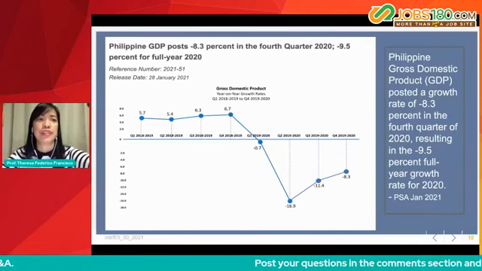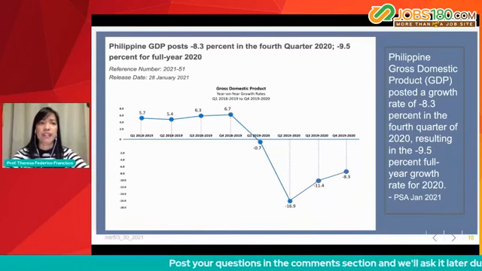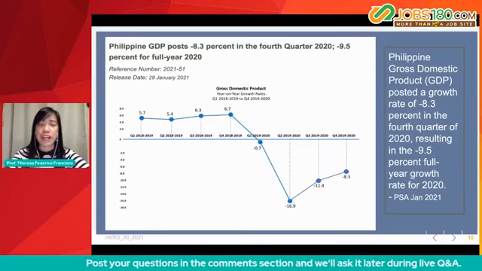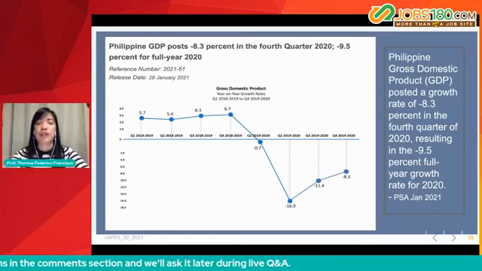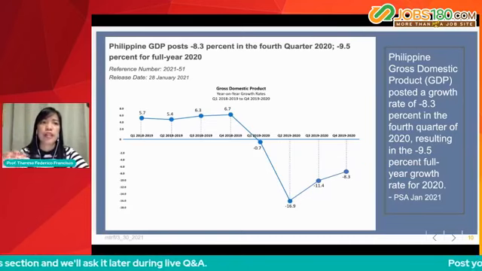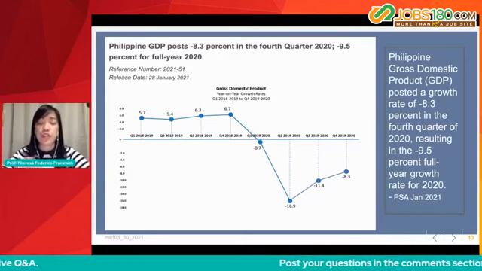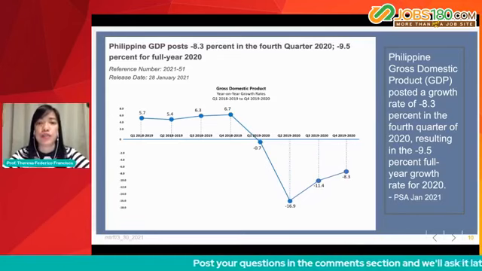That's very saddening. On the other hand, there are some contributors to the decline of the GDP for the fourth quarter, which are the construction sector, other services, and accommodation and food services activities.